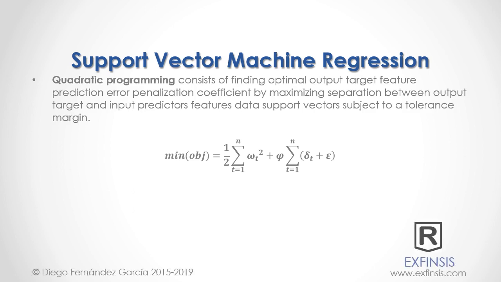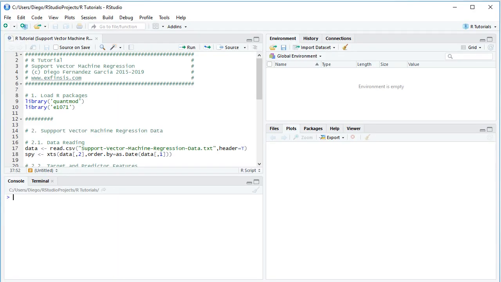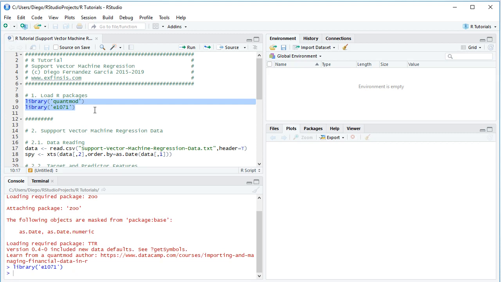Great. So let's go into RStudio so that we can study support vector machine regression with greater detail. Excellent. So here we are within RStudio. The first step within the tutorial is to load its packages. This is done with library function, and within this tutorial we'll be using quantmod and e1071. So we select these two code lines, we click Run or Ctrl Enter on the keyboard.